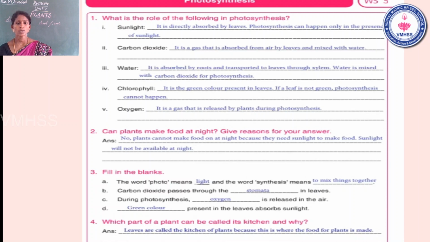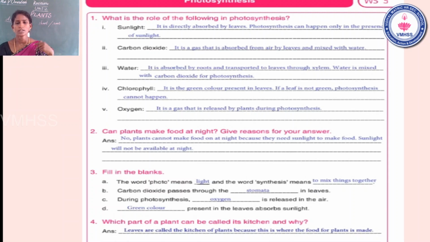Okay. Third one, water. What is the role of water? Yes, very good. It is absorbed by roots and transported to leaves through the xylem tissue. So water is mixed with carbon dioxide for photosynthesis. Photosynthesis appa enna agum? Water and carbon dioxide gas mixing together.